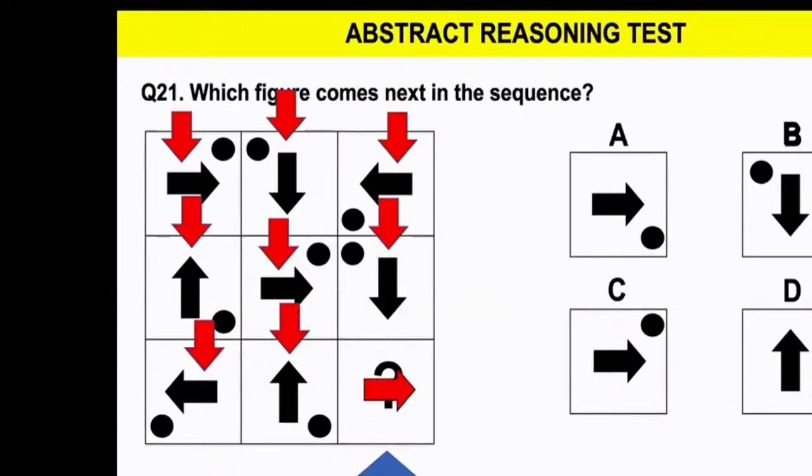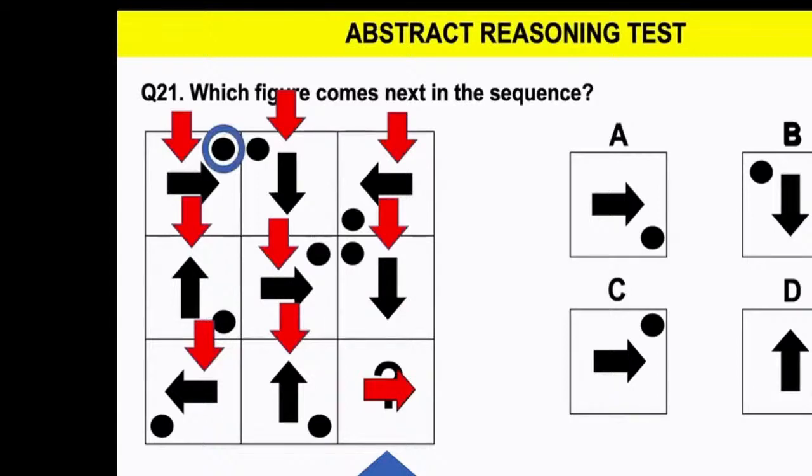Now, this is an important tip. All you need to do quickly is look at your answer options A, B, C, and D and see which one doesn't have an arrow pointing to the right, and then eliminate that answer option. So B is pointing down, D is pointing up. We can eliminate those. So it's either A or C.